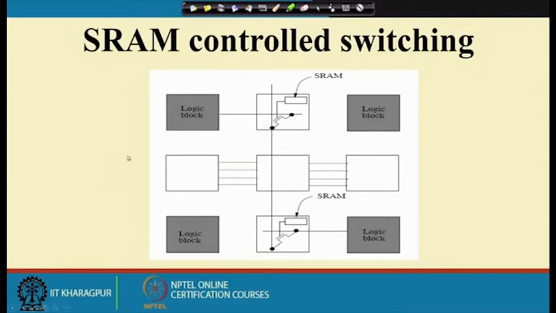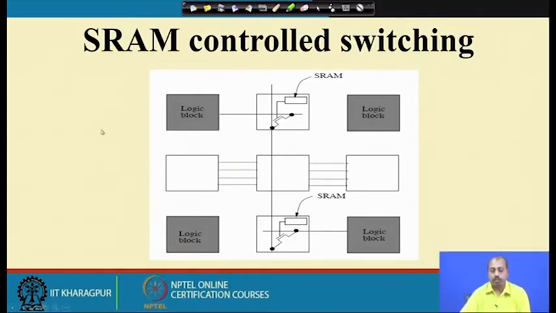This diagram shows how this SRAM can control the switching. Suppose these are some logic blocks within the FPGA, and we want to establish a connection. The output of this logic block should feed the input of this logic block. How to do that? This interconnect comes to a switch box. It has this line and this line as two lines there, and there is a programmable transistor here. This SRAM bit is going to control this transistor.